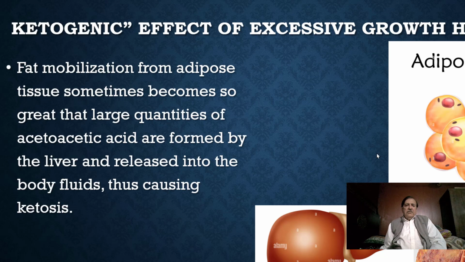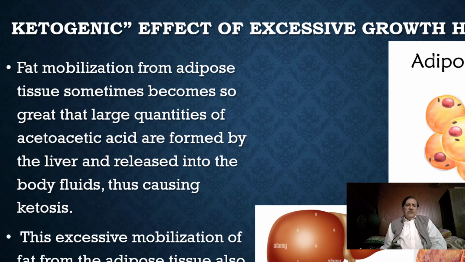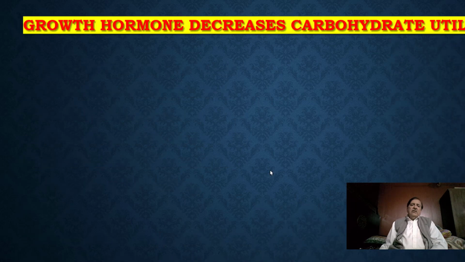Fat mobilization from adipose tissue sometimes becomes so great that large quantities of acetoacetic acid are formed by the liver and released into the body fluid, thus causing ketosis. Excessive mobilization of fat from the adipose tissue also frequently causes a fatty liver. When fats are mobilized in large amounts from the adipose tissue, it causes fatty liver. This is a normal liver and this is a fatty liver. Growth hormone decreases carbohydrate utilization.